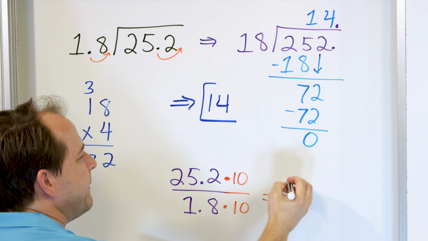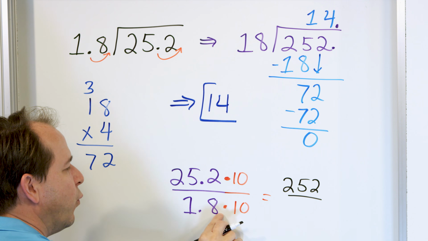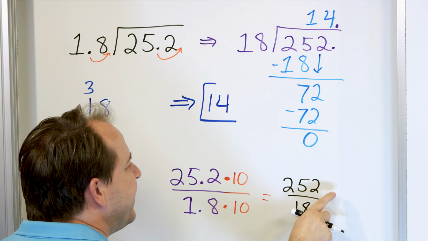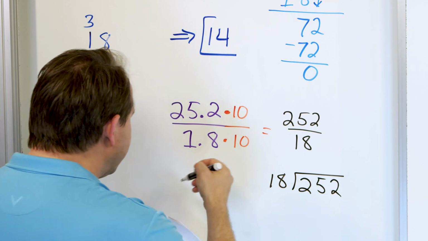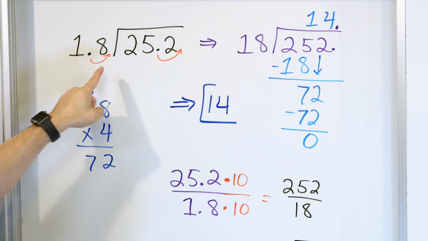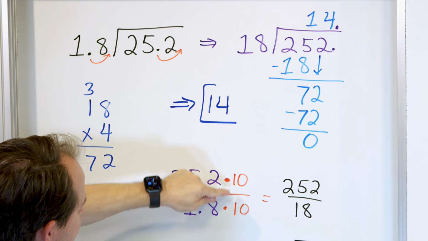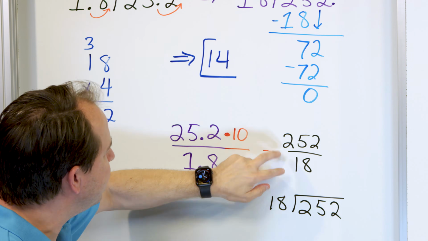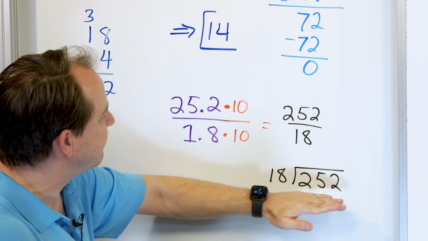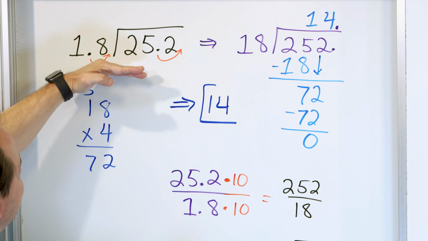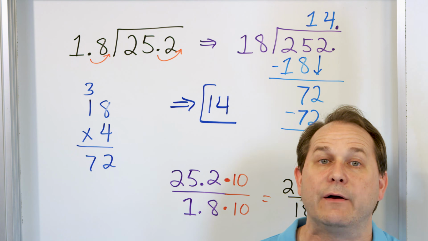So when I multiply by 10, I get 252. And then if I multiply by 10 here, the decimal moves 1 spot to 18. But this thing is 252 divided by 18. What we're saying here is that the original problem, 25.2 divided by 1.8, if I multiply both of those numbers by 10, I get a new problem with a new division. But because these are equivalent fractions, we know that this division problem has exactly the same answer as whatever we get from this problem.